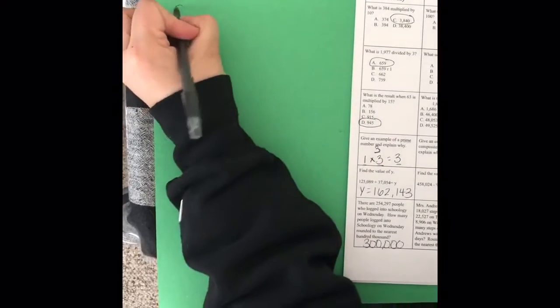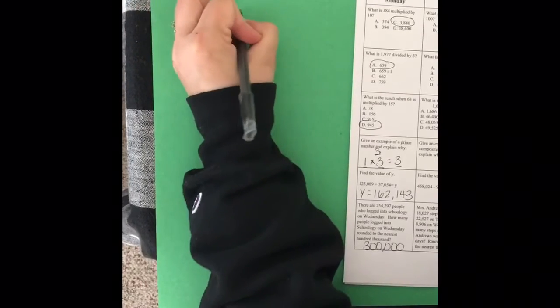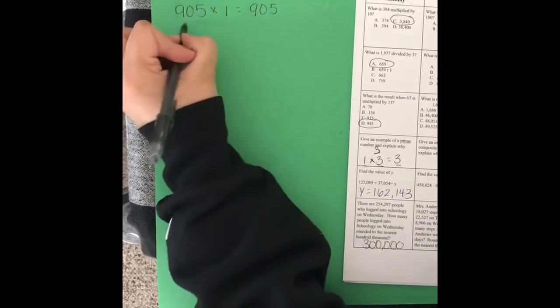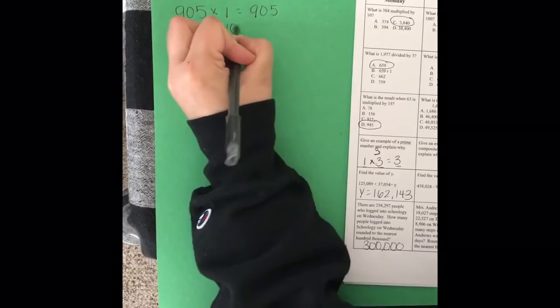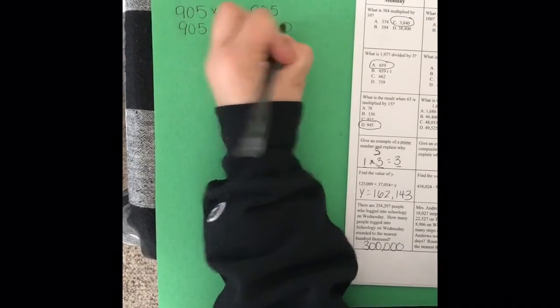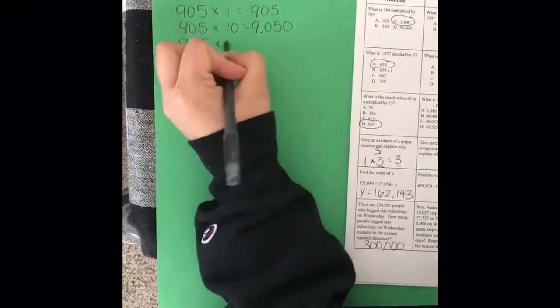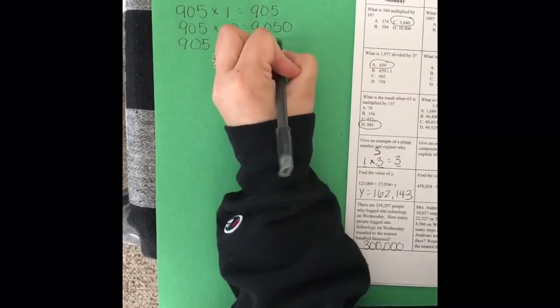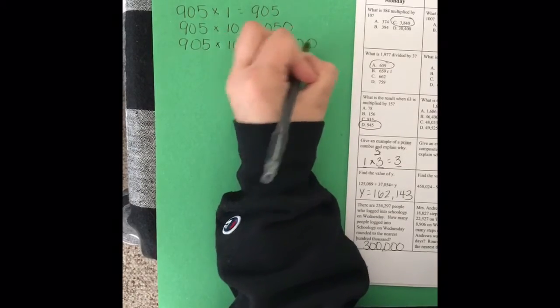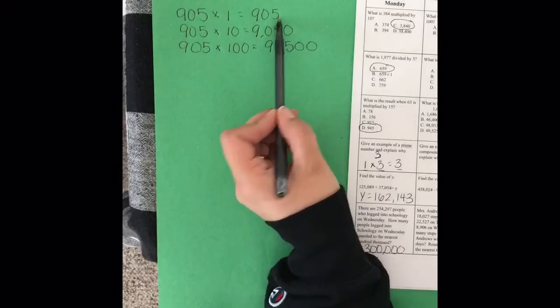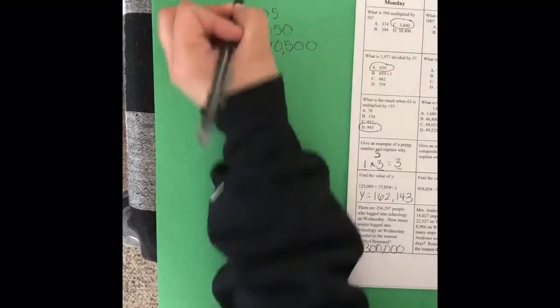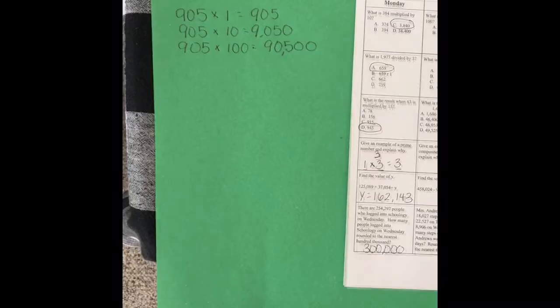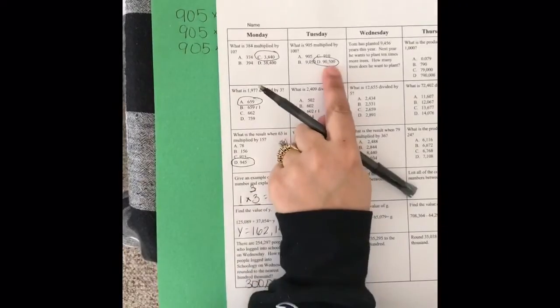All right, here we go. Our first question. What is 905 multiplied by 100? So we know if we did our patterns of 10, 905 times 1 is 905. 905 times 10 is 9,050. 905 times 100 is 90,500. So noticing that each time we have 2 zeros, at the end we would add our 2 zeros. Therefore, we know our correct answer would be D.